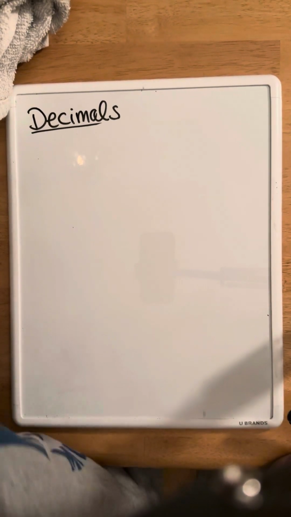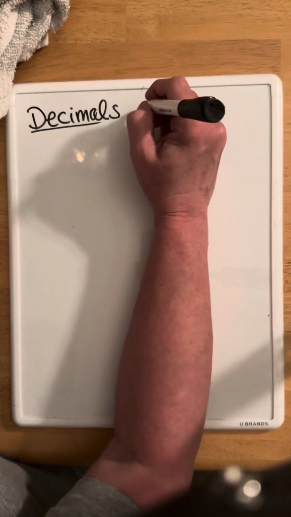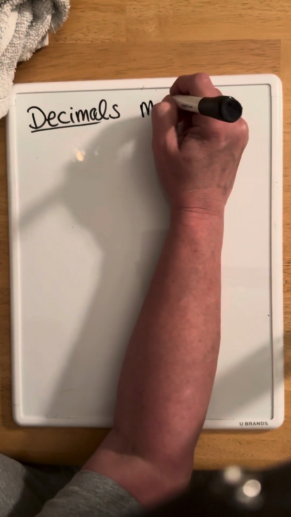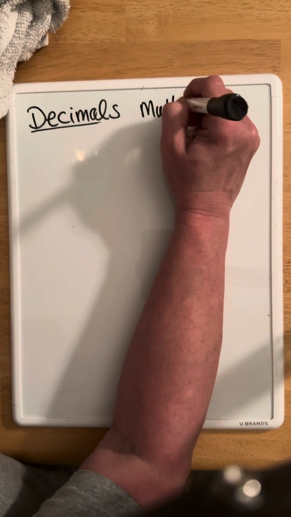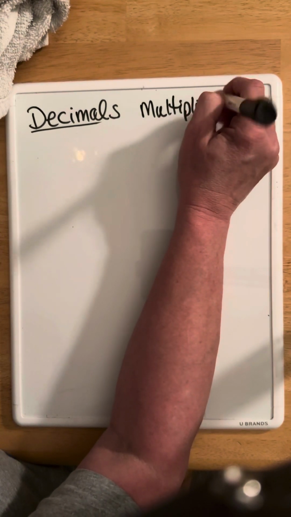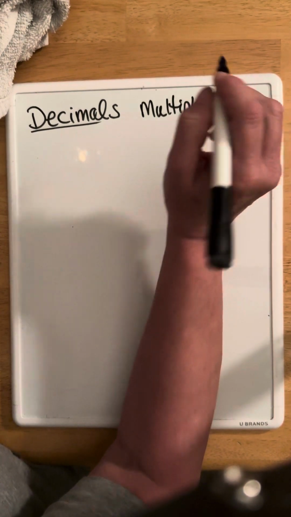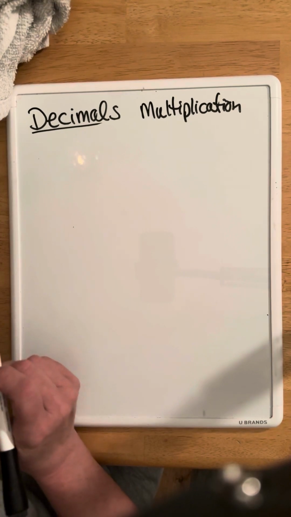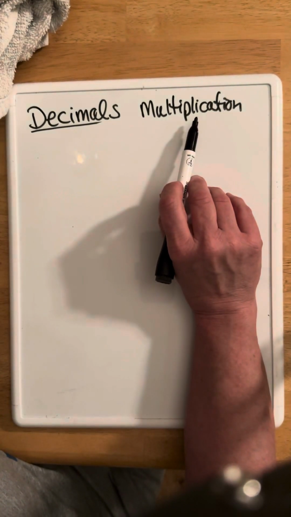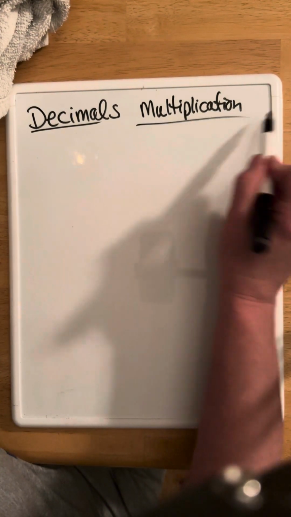Okay, in this lesson, we are going to talk about decimals and multiplication. I don't even know if I spelled that right because spelling, multiplication. Yes, spelled it right.